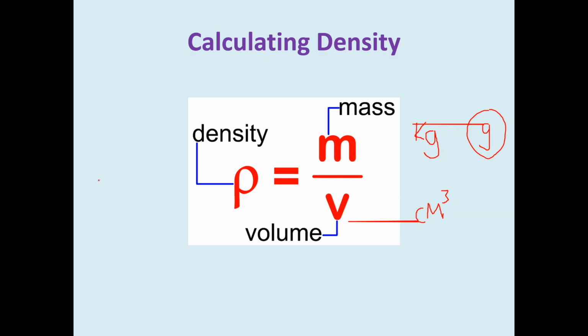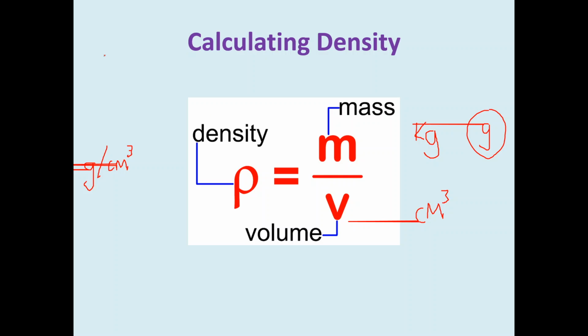And the unit for density is a strange one. It is grams per centimetre cubed. That's a little 3 there. So grams per centimetre cubed. You need to know this equation.